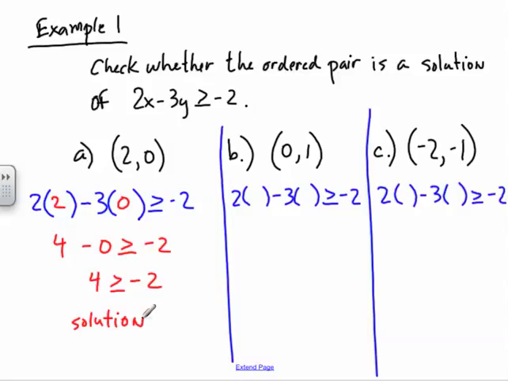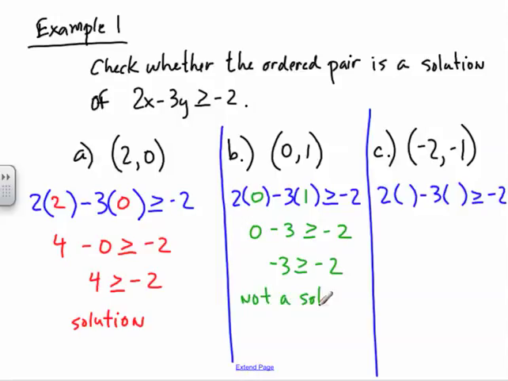I'm going to plug in 0 for x in this case, and 1 for y. And 2 times 0 is 0. Minus 3 times 1 is minus 3. It's greater than or equal to negative 2. When I simplify that, I'm going to get negative 3 is greater than or equal to negative 2. And that's just not true. Negative 3 is actually smaller than negative 2. So the point (0, 1) is not a solution.